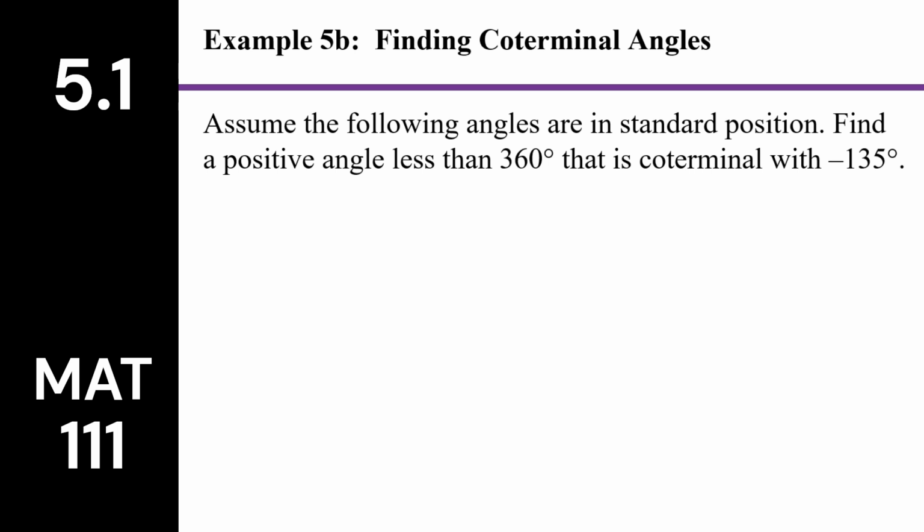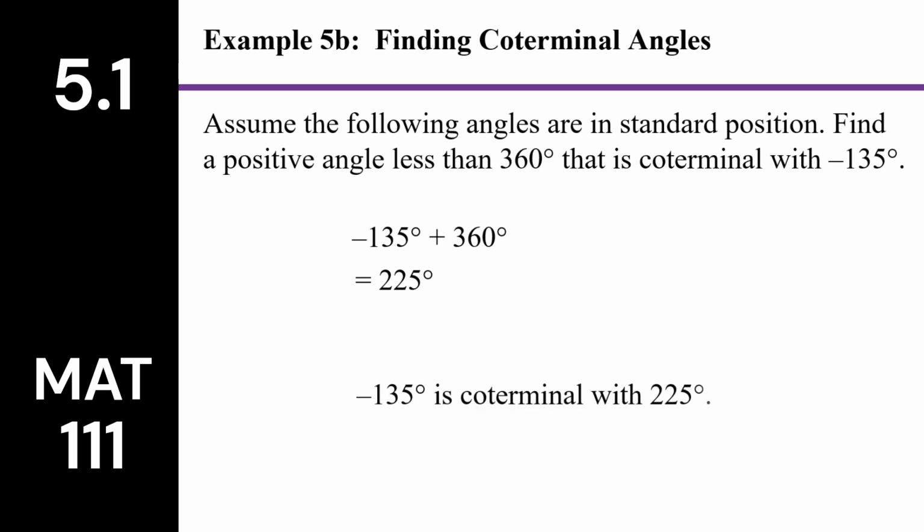Now let's look at negative 135 degrees. Again, we want to end up with a positive angle that's less than 360. So to make this angle positive, we're going to have to add 360. When we add 360, we get 225 degrees, which is a coterminal angle that's positive but less than 360. So negative 135 degrees is coterminal with 225.